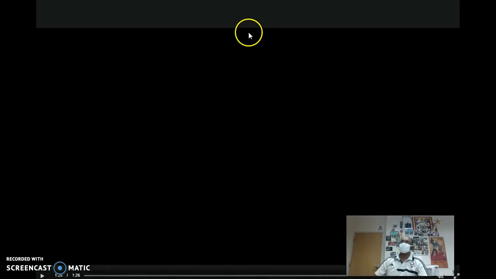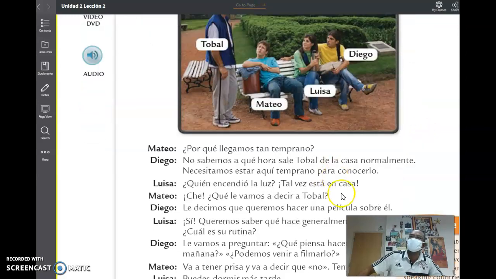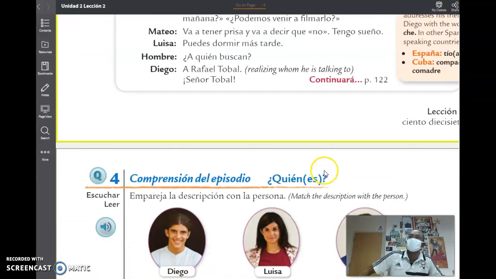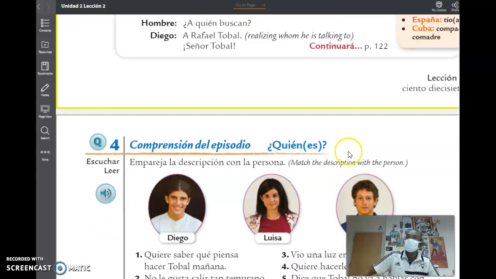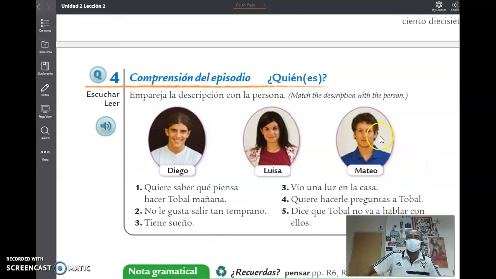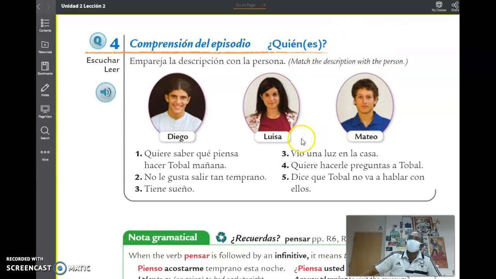Okay, encontraron a Tobal. They finally found Tobal, right? Okay, so you go back here to page 117, and that's where you have the script. So I'm gonna let you guys read that script before you do the next activity. The next activity is on page 118, and all you gotta do is, based on the script and the little video, find out who did what. ¿Quién means who. ¿Quiénes means whom, more than one, right?